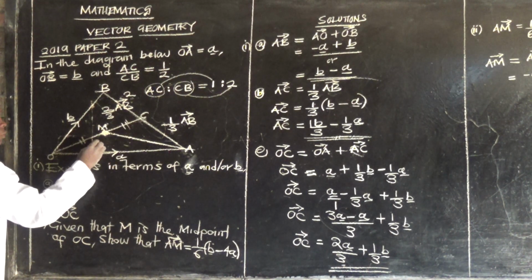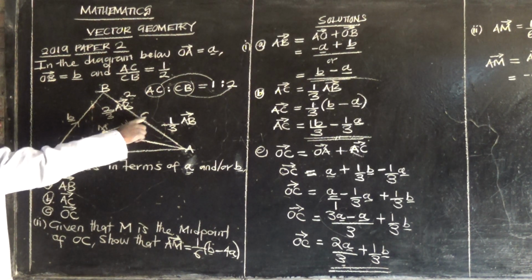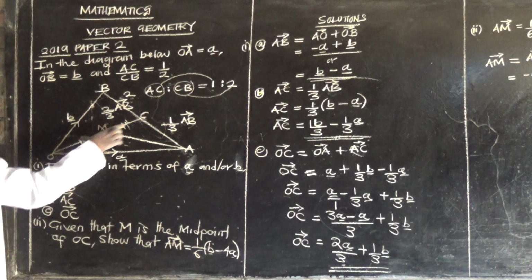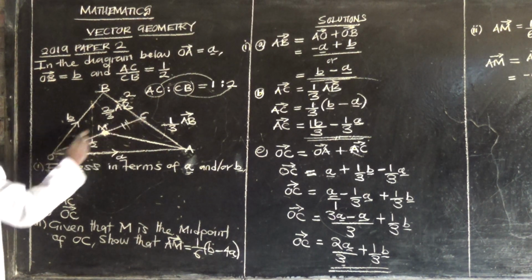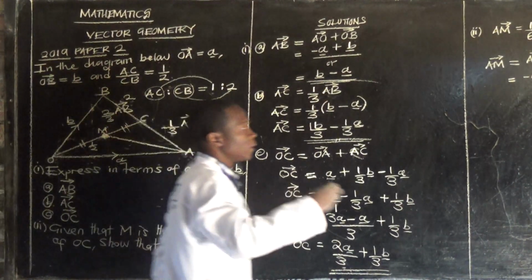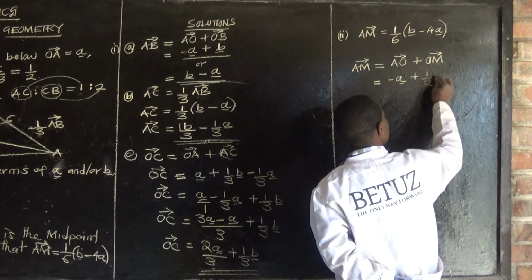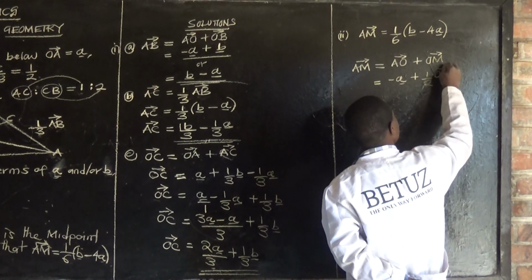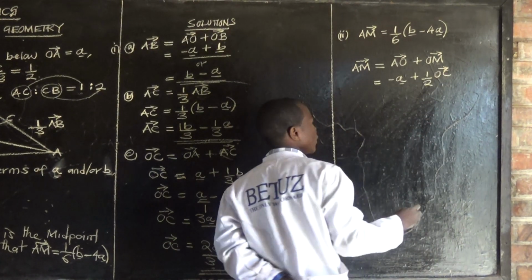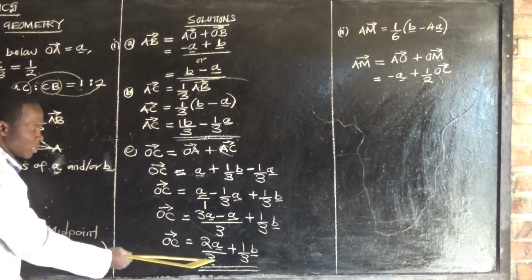This is 1 over 2 of this. Is it okay? This is half, this is also half. So OM is half of OC. So you say OM is 1 over 2, which is half of vector OC. Now do we have vector OC anyway? This is our OC. Okay?